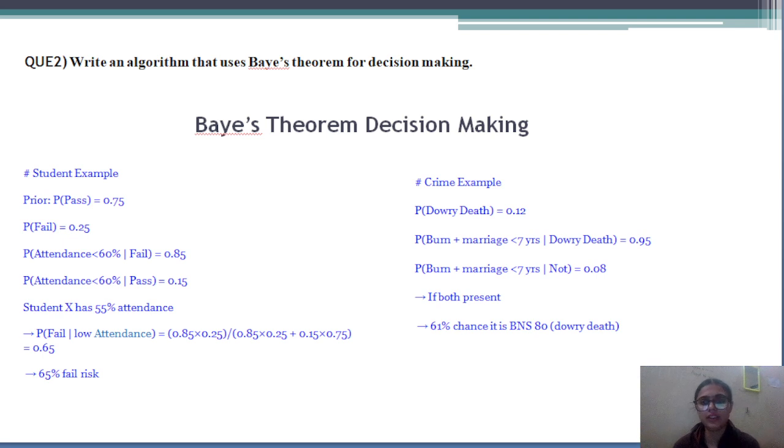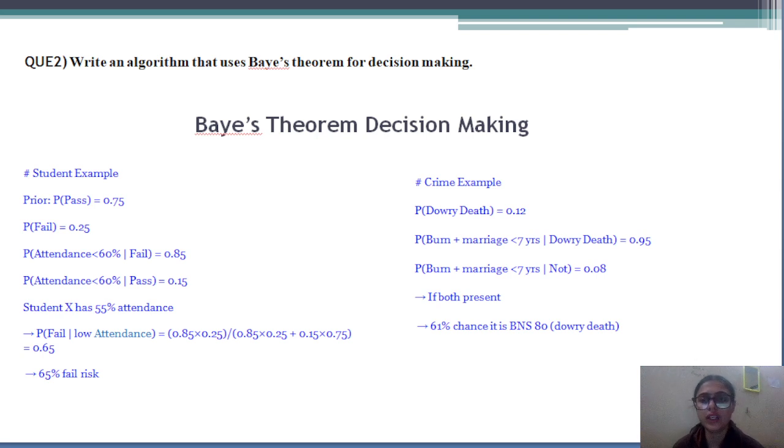So the first example is the student performance example. Here we are given P(pass) = 0.75 and P(fail) = 0.25. This means out of 100 students, 75 passed and 25 failed. The given conditional probabilities are P(attendance < 60 | fail) = 0.85 and P(attendance < 60 | pass) = 0.15. That means 85% of failed students have attendance below 60% and 15% of pass students have attendance below 60%.